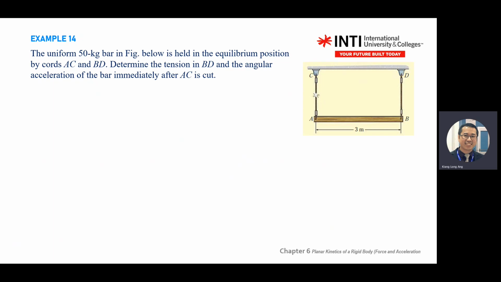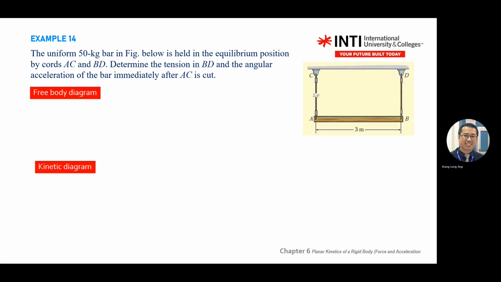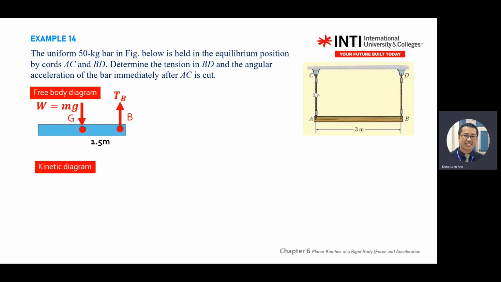So what happens if you cut this one? You need to analyze that this wooden piece will swing anti-clockwise. Okay, will swing anti-clockwise, and then you need to find the tension of BD. So again, you need two diagrams, free body diagram and kinetic diagram. Start with the center of mass and then the point B. Weight will go through the center of mass. The tension of the cable will act on the B point pointing up, but there's no more force at point A because it has been cut away, right?